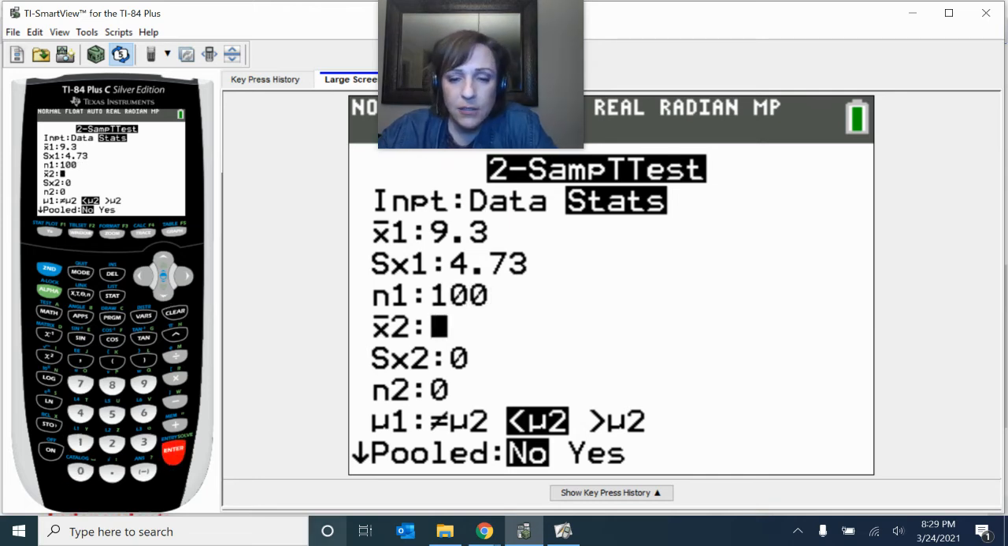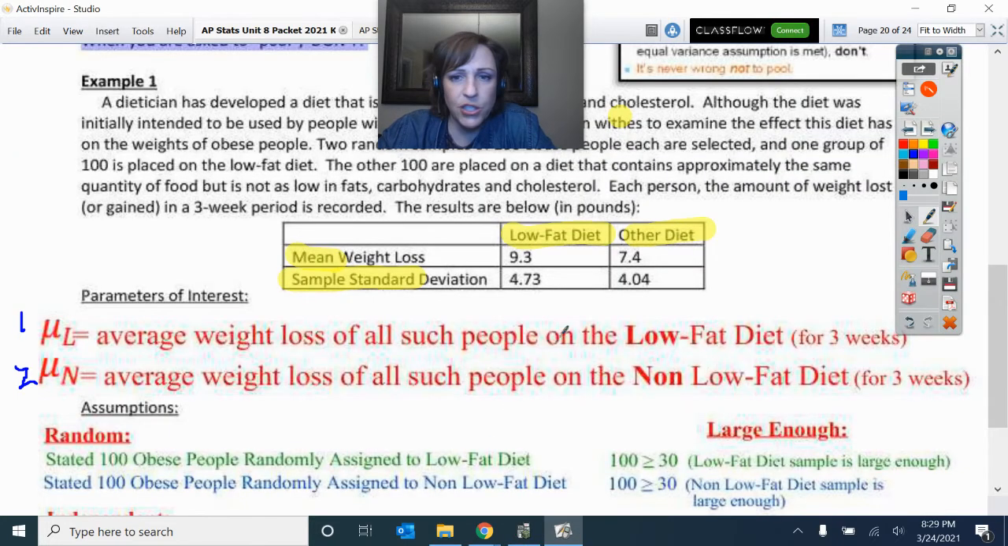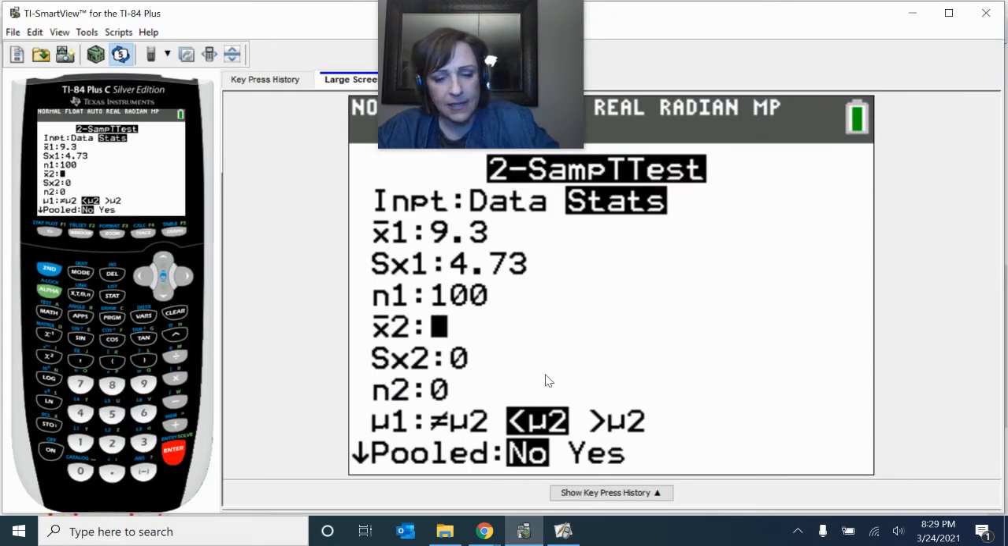Okay. Group 2. Group 2 is my other diet. That's 7.4 and 4.04. So here we go. 7.4 was the average of the sample.